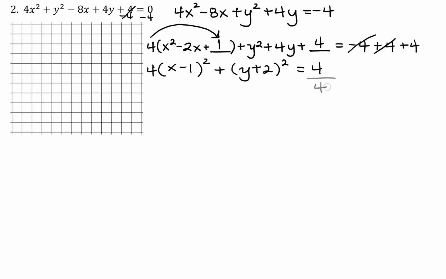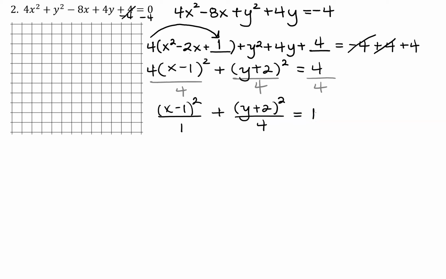So I will go through and divide everything by 4 to give me the 1 on the right hand side. When I divide the first term on the left by 4, it cancels with the coefficient of 4 in the front and just leaves me with x minus 1 squared. The denominator of that is just a 1. We don't have to write it, but it's helpful to see it. Plus y plus 2 squared divided by 4, and this is all equal to 1.